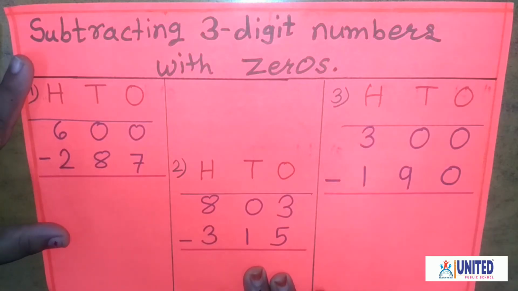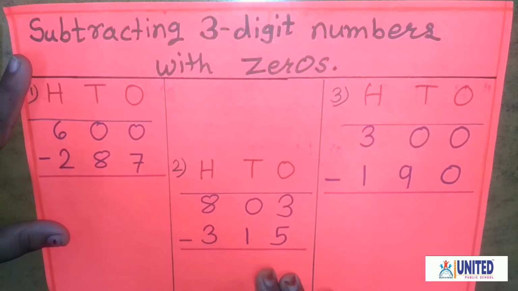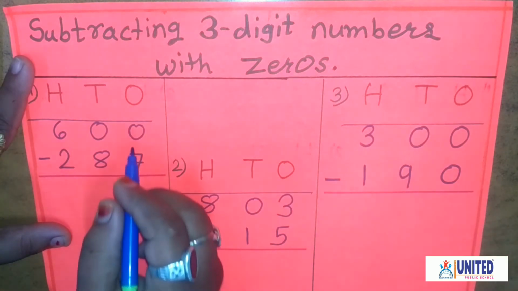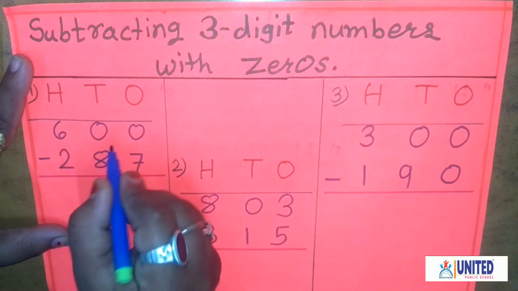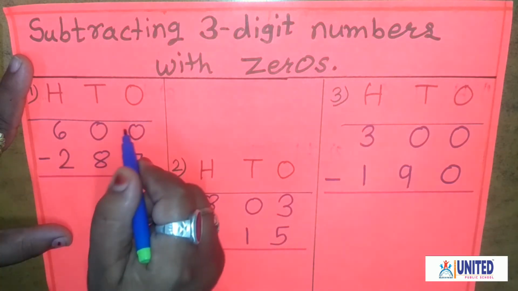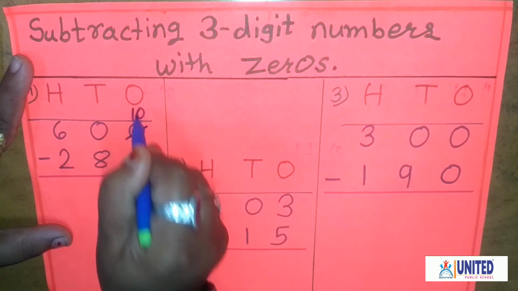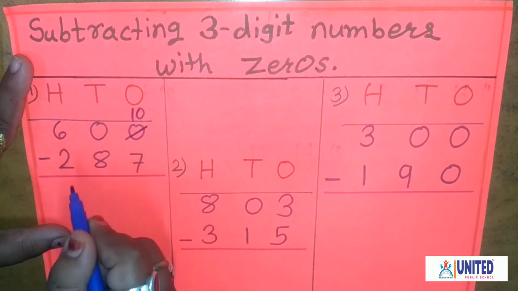Now subtracting the 3-digit numbers with 0. That means whenever the 0 comes in the subtraction, how do we solve those examples? Let us see. First number, start from the ones column. 0 minus 7 is not possible. So we can take the borrow from the tens column. So here we write first of all the 10. But the tens column is already 0.